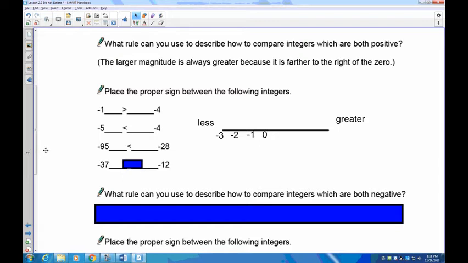And negative 37 and negative 12, negative 12 would be here. The negative 12 is on the right. Negative 37 is on the left. So since the negative 12 is further to the right, that makes it the larger number.